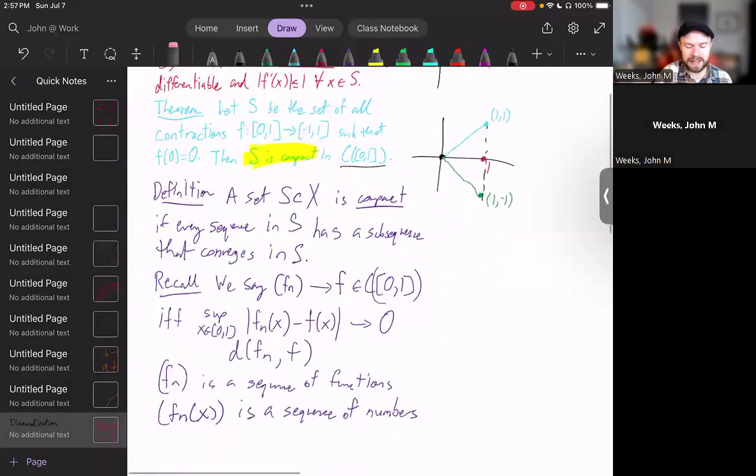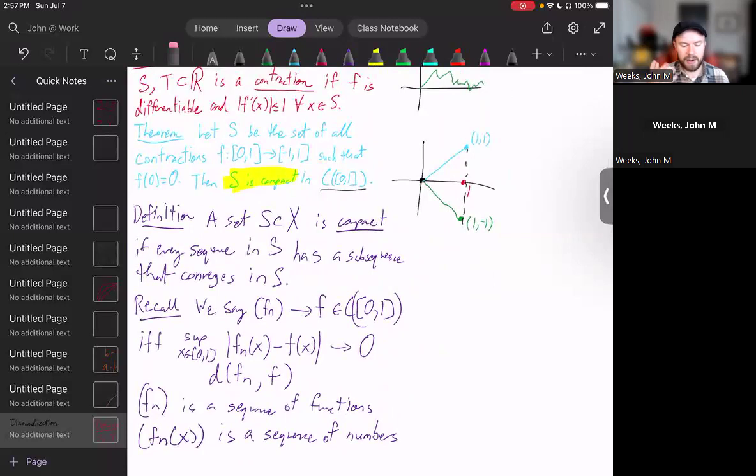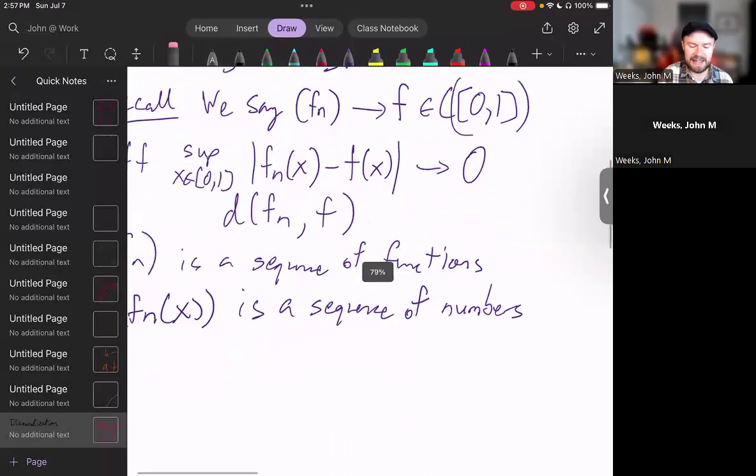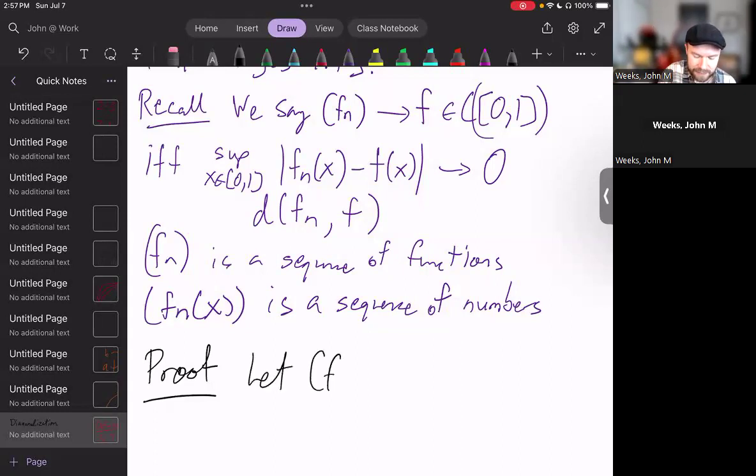So let's go through and see how we can start working through this theorem. Now, our goal is to show this definition is true. A set S, a subset of X, is compact if every sequence in S has a subsequence that converges inside of S. So here is how we're going to have to start with this proof. We're going to have to start with: let f sub n be a sequence in S.